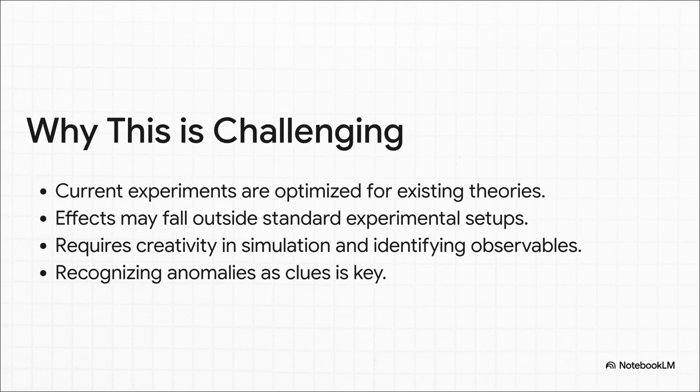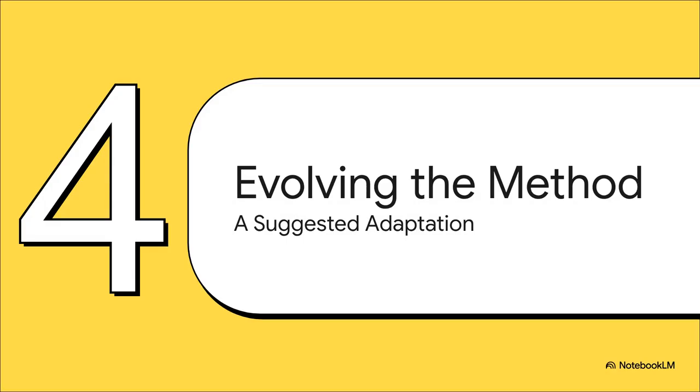Why? Because pretty much our entire scientific world, all our experiments, all our equipment is built to test our current models. The evidence for a new kind of machinery could be hiding in plain sight, and it takes just a massive amount of creativity to spot the tiny little anomaly that's actually a clue to a whole different set of rules running the universe. So, what's the takeaway here?